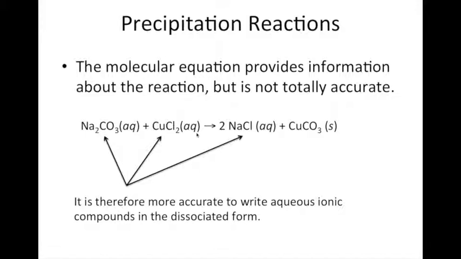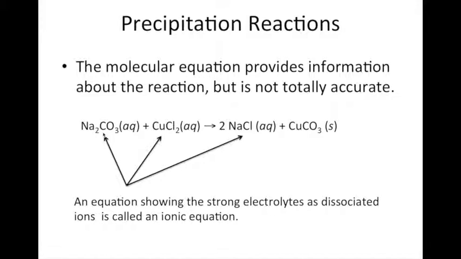So it's more accurate to write these things not as you see here in the molecular equation, but to write them as dissociated ions, since that's how they actually exist when they are in an aqueous solution. So the equation which shows these strong electrolytes in their dissociated form is called the ionic, or sometimes the total ionic equation.